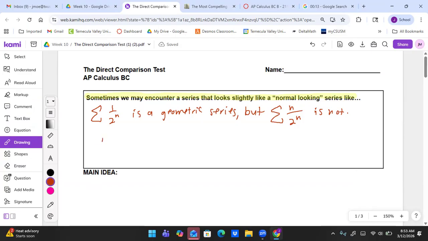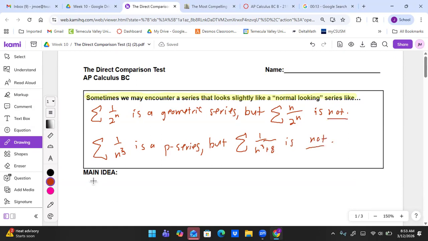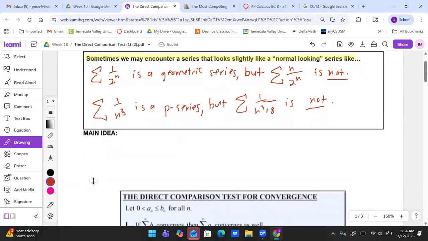Another example of a very nice familiar series that we easily know how to do is 1 over n cubed. This is a p-series. But maybe you change the denominator to n cubed plus 8. Now this is not a p-series. Okay, so I'm going to teach you today how to deal with series that look very similar, but slightly off from a geometric series or a p-series, and compare them to a function.